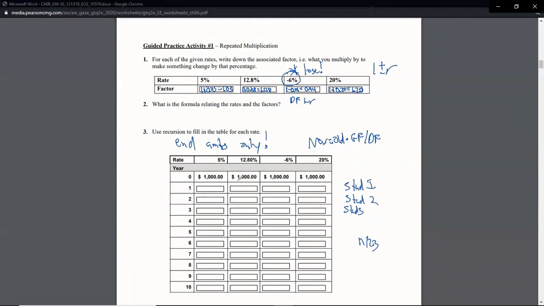What I would really like you to do is notice how these numbers are going to have a large effect. The 5% is going to be kind of a medium-paced growth. 12.8% is going to be a pretty solid growth. 20% is going to be insane growth.